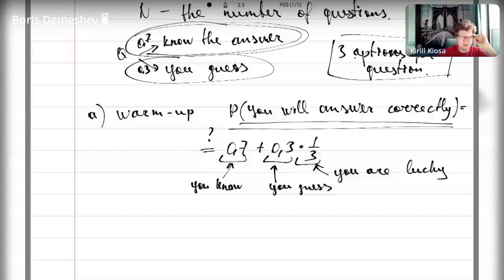So, in both situations, you have answered correctly. Okay, now point B.